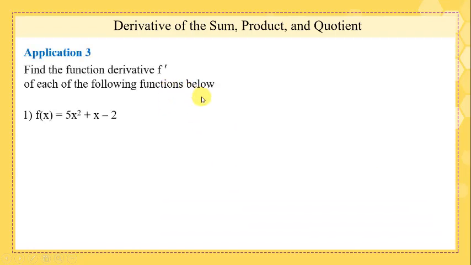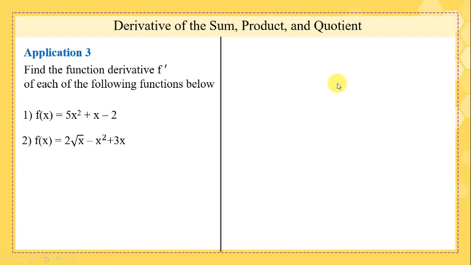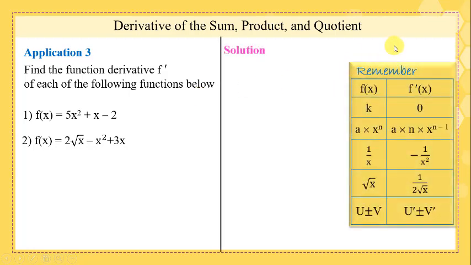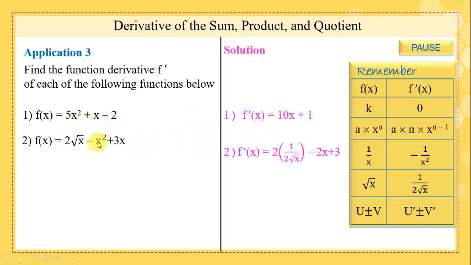Do the application by yourself. Okay. The first one, 10x plus 1. The second one is 2 into 1 over 2 radical x minus 2x plus 3. Simply apply the rules.